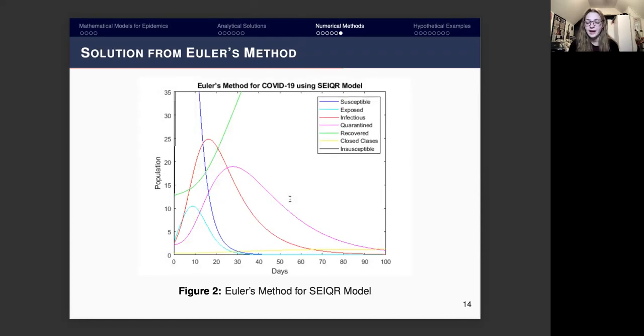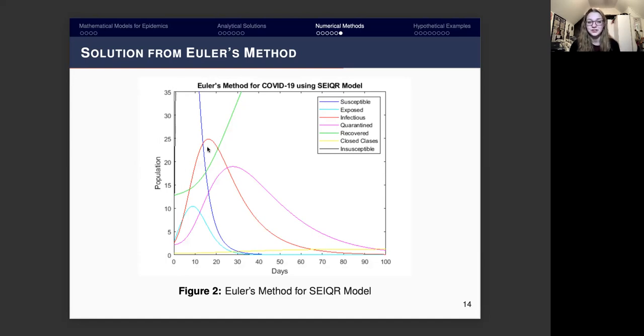And when we do that, we have this chart for Euler's method. We have our susceptible population in blue, our exposed population here in light blue, our infectious in red, our quarantined in this bright pink color, our recovered in green, our closed cases is here in yellow, which may be a little difficult to see. And we also have our insusceptible population over here in black.